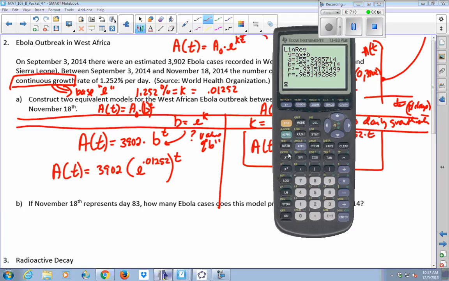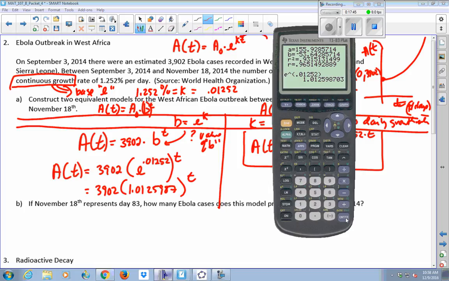So if I want to say e, so here's my e right there. Oops, no, natural log. Second, e to the x. So now I put in 0.01252. And if I was forced to write down some decimal approximation in here, but otherwise I would keep it just like that. It's the exact same thing. But if you wanted a decimal approximation, there it is. And again, you'd want to carry that out quite a few places so that your two answers would match. Okay, so if you notice here, that's pretty close, 0.01259 to the continuous growth rate.